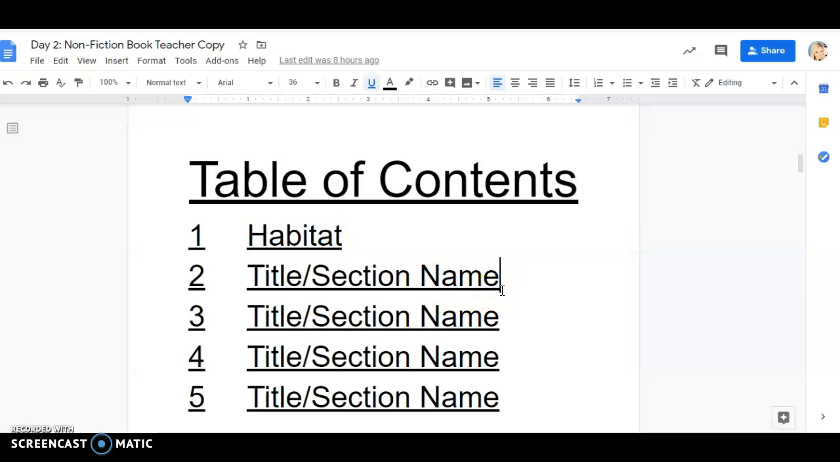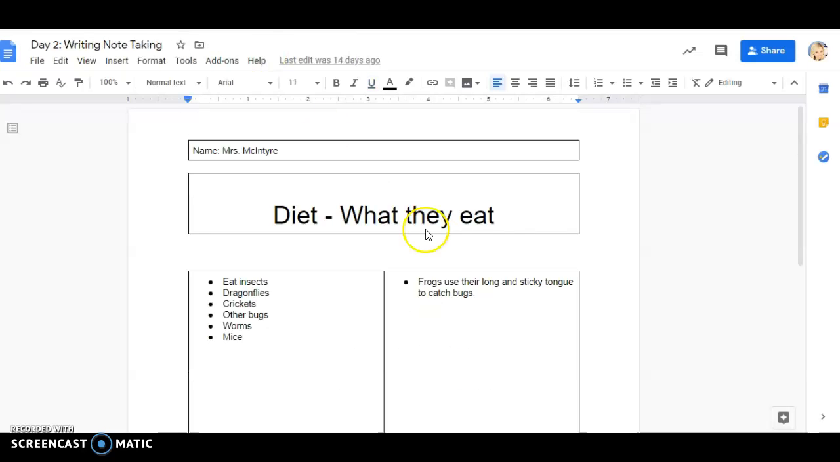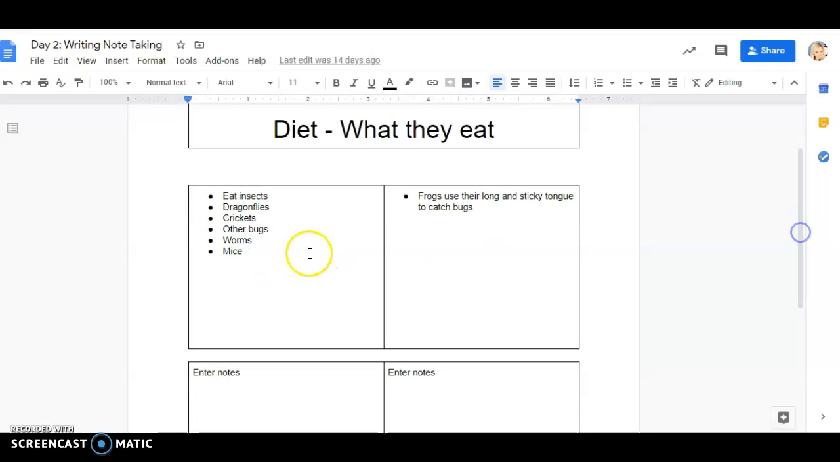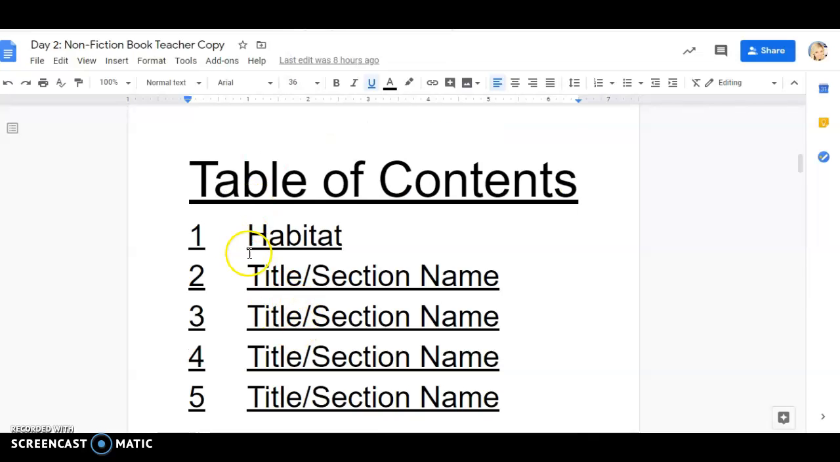Today, I'm going to use my notes from before on my day 2 of when we were taking notes. I had my day 2 writing note-taking. I wrote about diet, what they eat. And I'm going to use my notes here. It doesn't look like a lot, but I need to make at least 5 sentences to tell about what frogs eat. Now remember, this section is only about what they eat. I should not be talking about where they live or what they look like or any other facts. So I'm going to highlight this section or delete it.